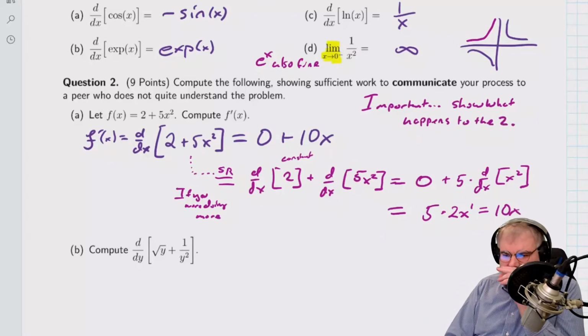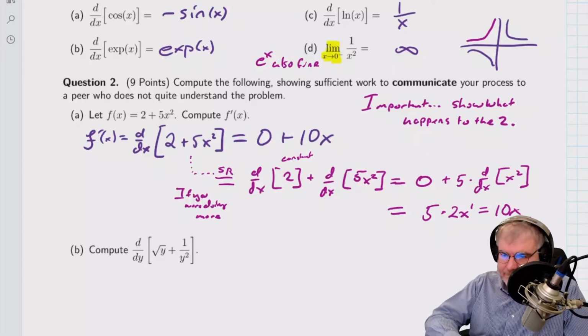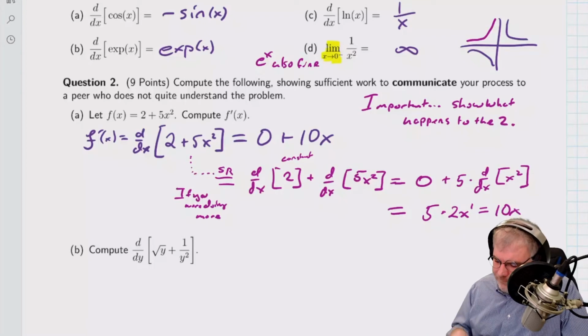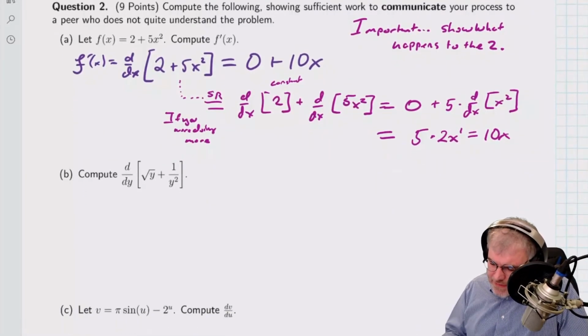Okay. Let's see here. So how do we feel about that one, 1 to 5? Okay. All right, so let's compute this one.